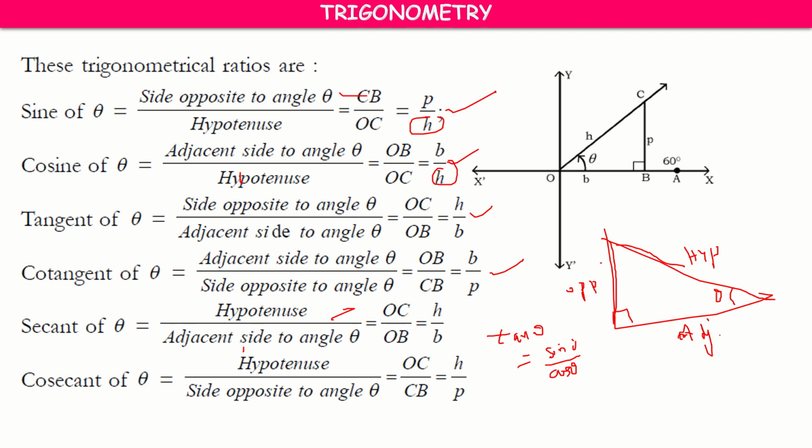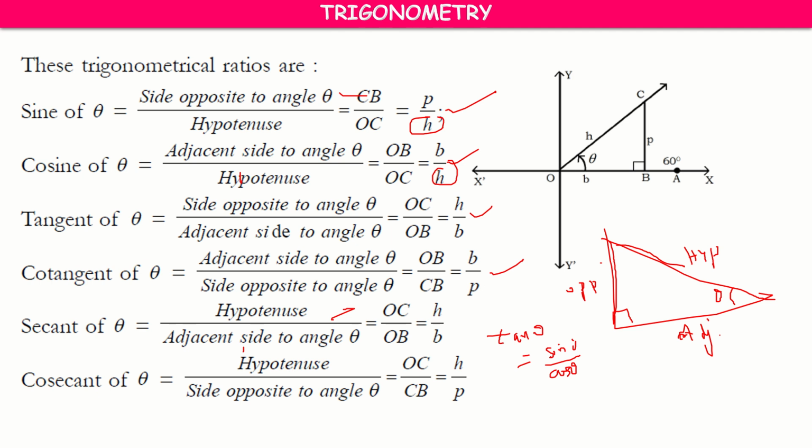Next, sine and cosec are reciprocals, I said. What is sine? Sine is opposite by hypotenuse. Then what about the cosec? Hypotenuse by opposite. See, they are reciprocals. Reciprocal means if sine says a by b, cosec will say b by a. If tan says x by y, cot will say y by x. If cos says 3 by 5, then sec will say 5 by 3.